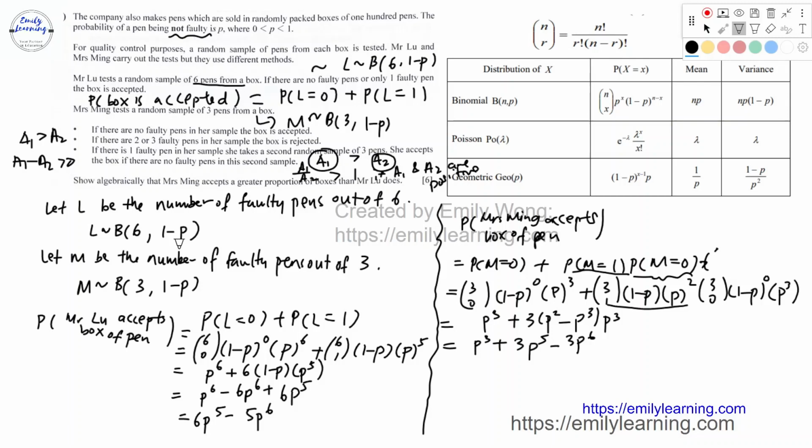Let me see whether we can do factorization first. It doesn't seem like there is much to cancel off. Maybe I can cancel a few p's off. But looking at this, it has p to the power of 6. This one also has p to the power of 6.